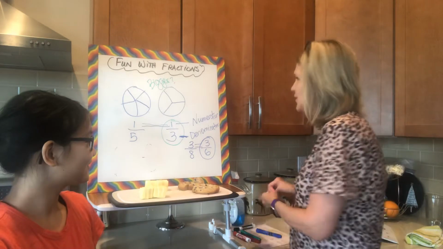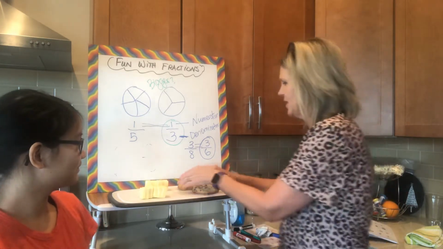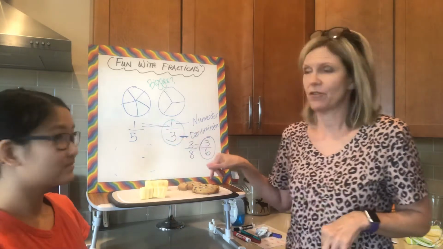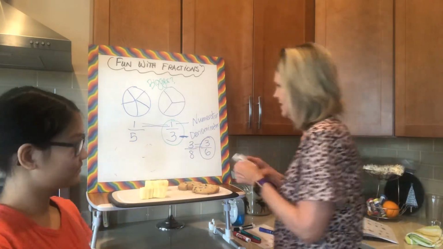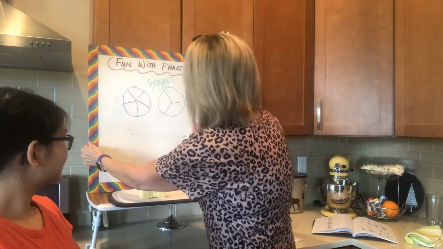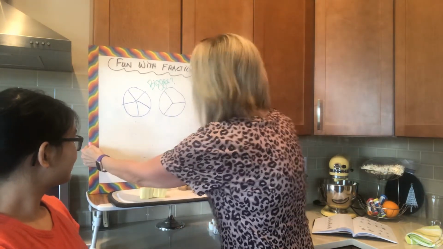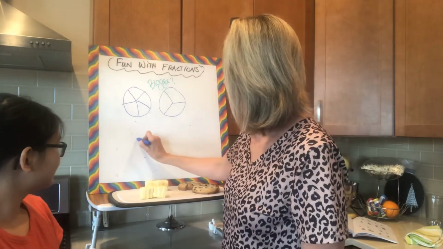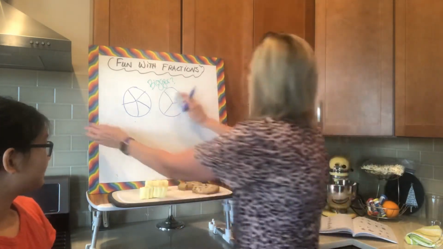So let's switch it now. Let's switch it, and let's say we have the same denominator. What happens then? What happens if we have the same denominator, but we have different numerators? Okay, so we have the same denominator. Let's say we have thirds. Let's use pictures this time.